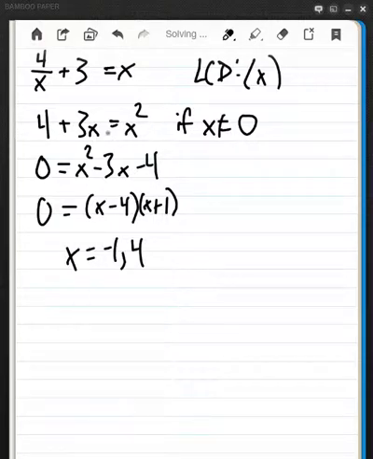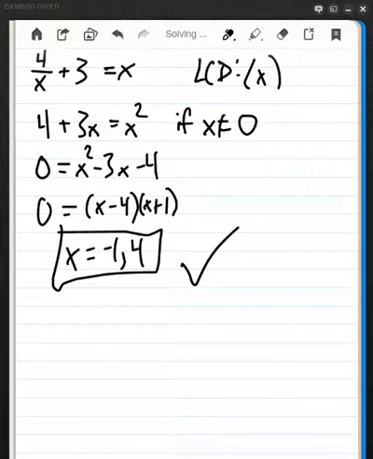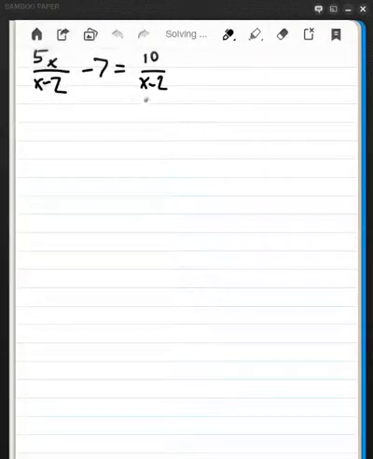Alright, now, this quadratic has two solutions, but we need to make sure that those solutions would work with the rational equation up top. The rational equation up top has a restriction that x cannot be 0. None of the solutions we got are 0, so this ends up working. Yay! Alright, moving on to a second type of equation.